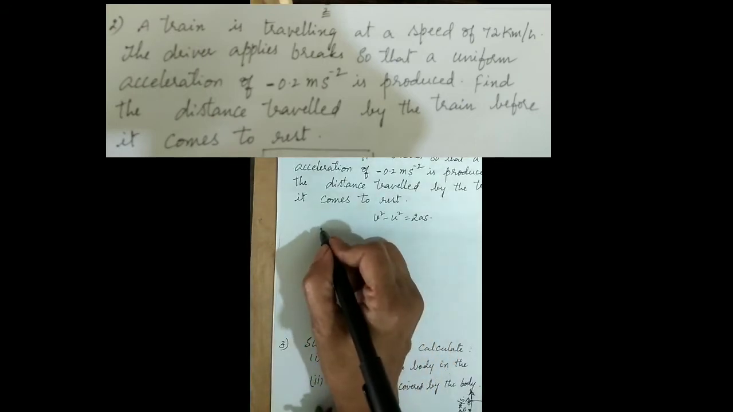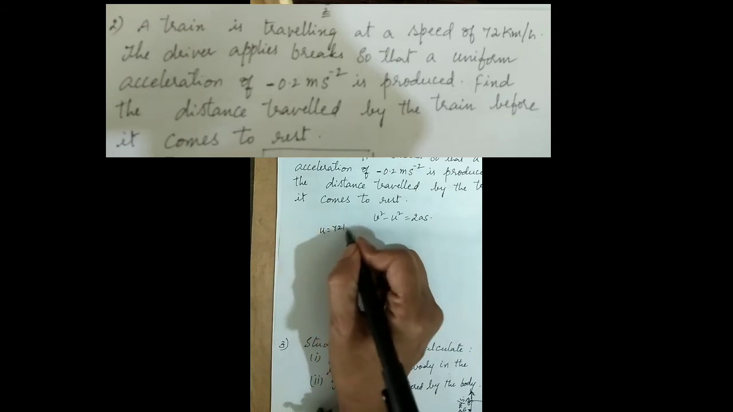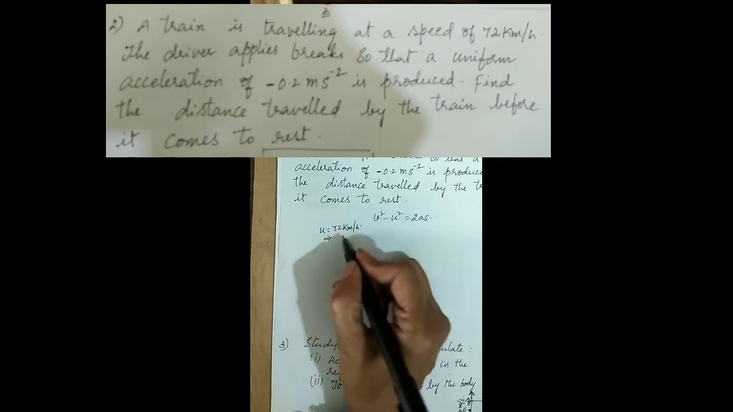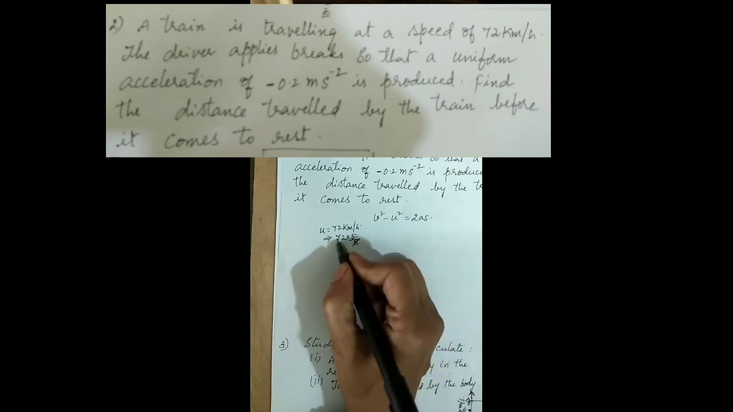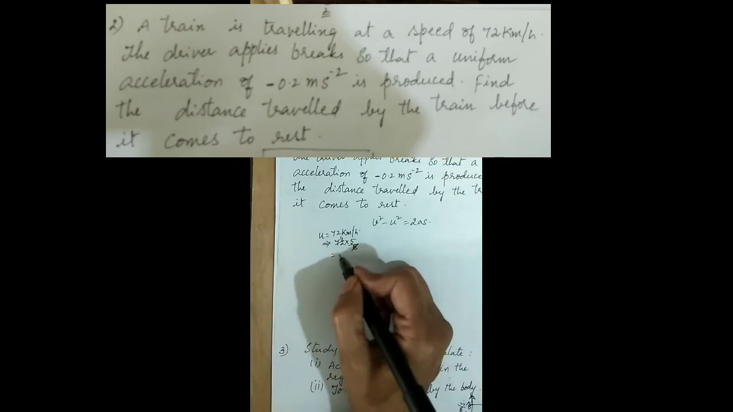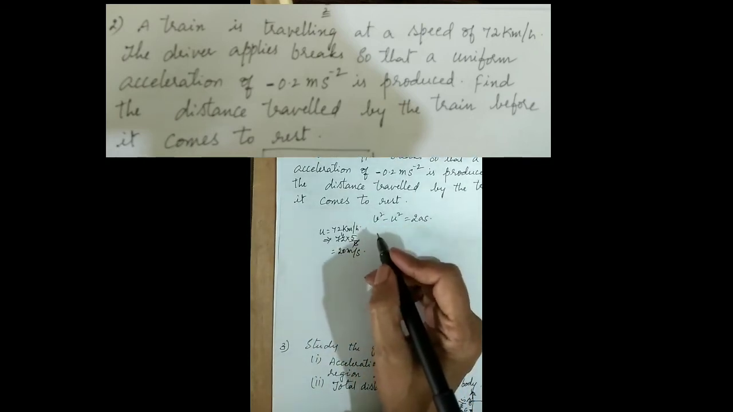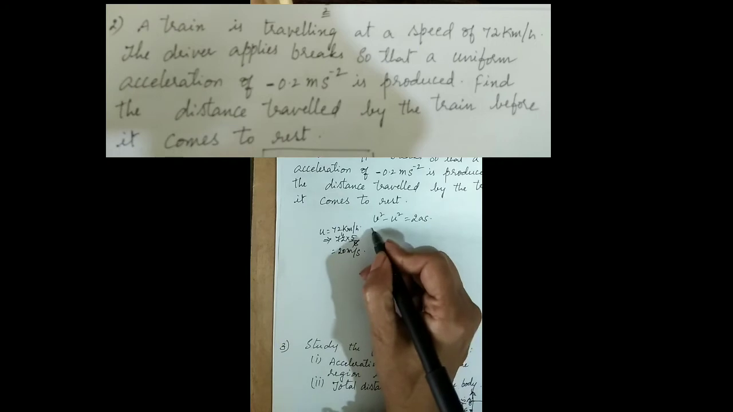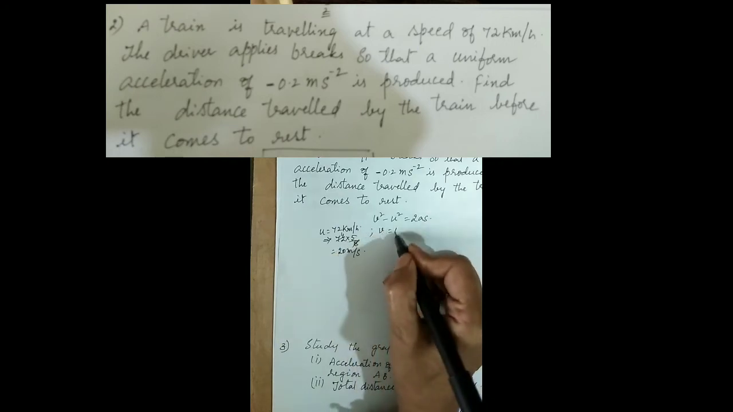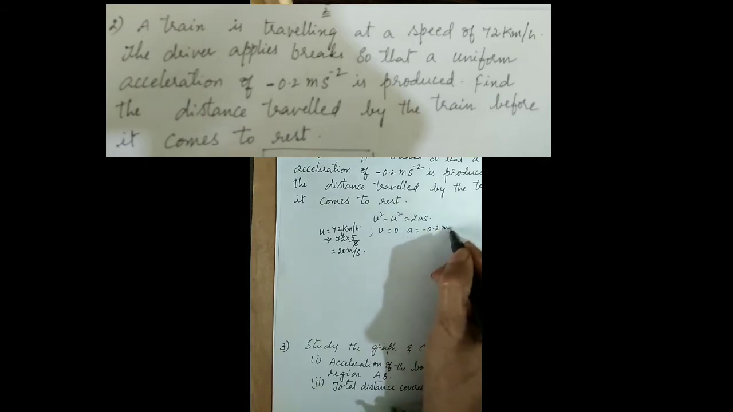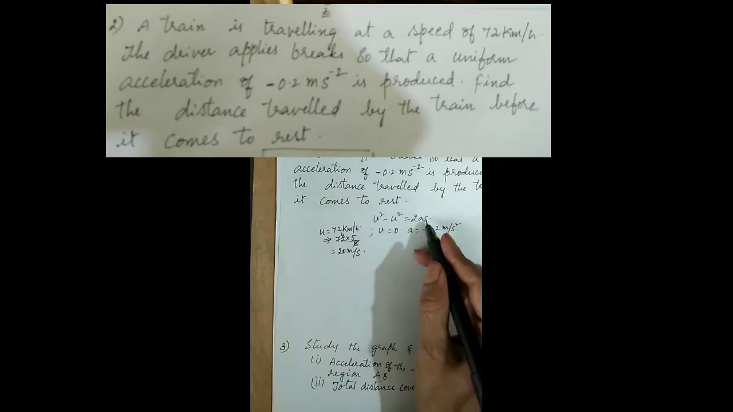Seeing what he has given in the problem, u is given as 72 kilometers per hour, which implies 72 into the conversion 5 by 18, that is equal to 20 meters per second. Then v is equal to 0, because he is applying brakes. Then a is equal to minus 0.2 meters per second square. This is given, so you need to get s.